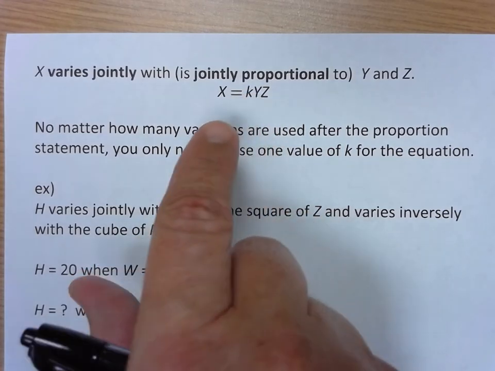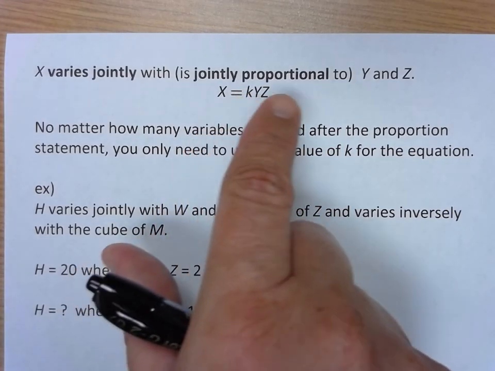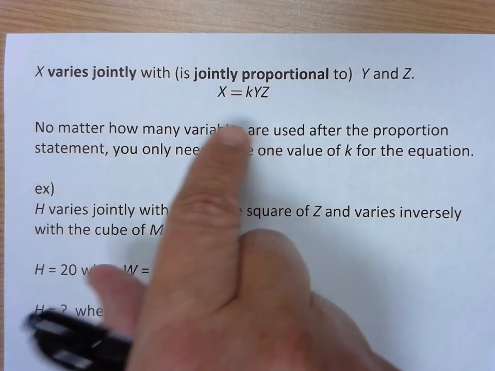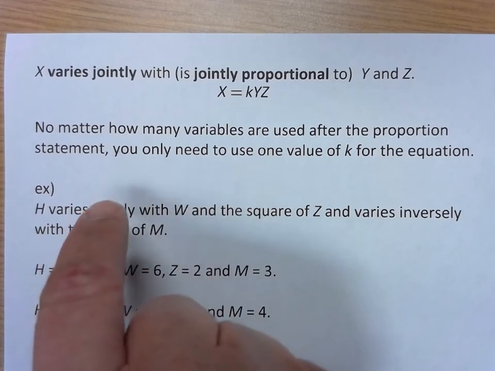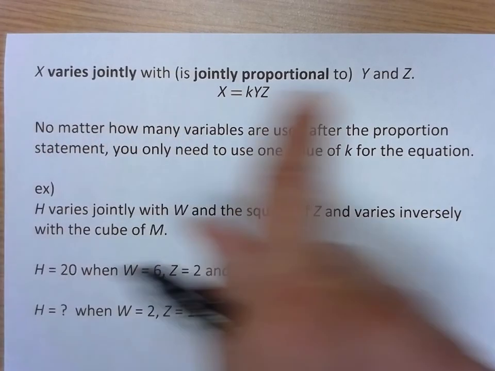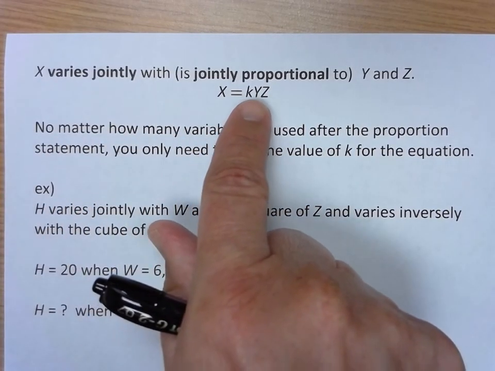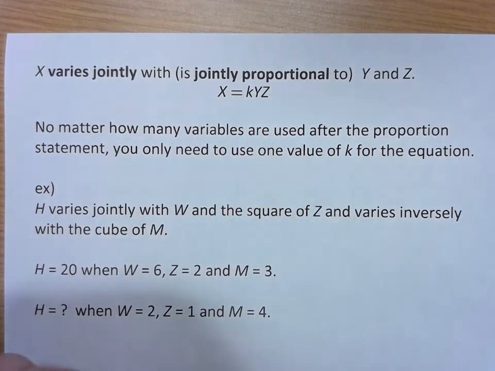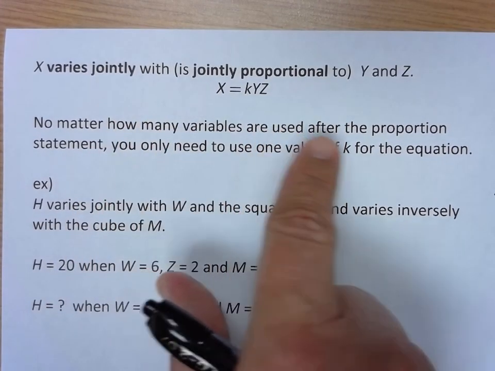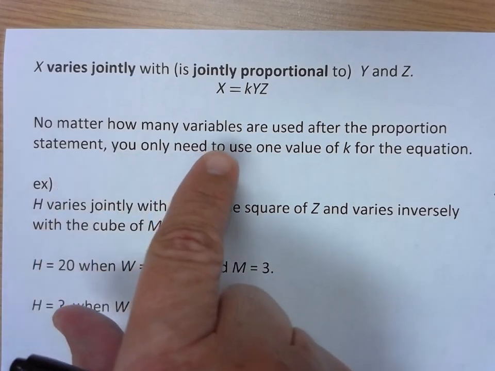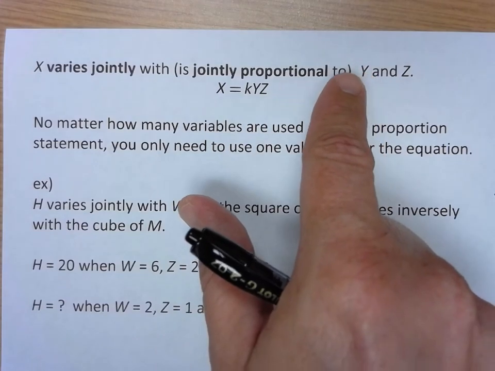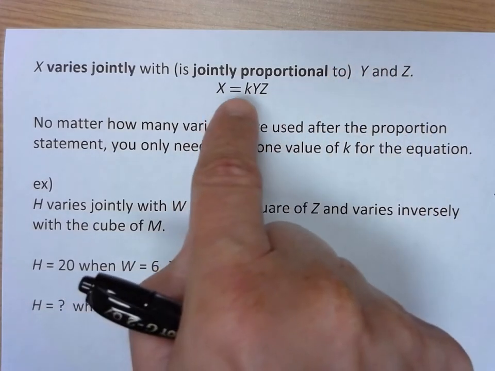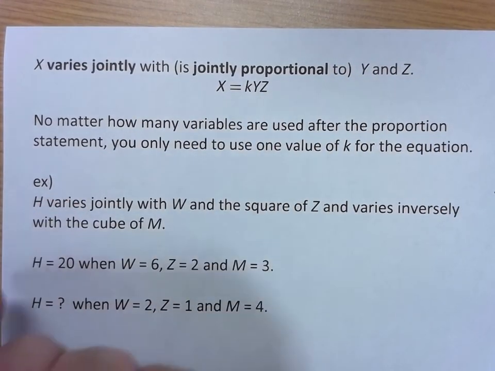But any of these proportion statements are only going to make products or quotients with your k. You would have to deliberately see the word sum or difference mentioned there in order to use addition or subtraction. Any other implication is that the variables are going to be multiplied or divided into your k. Okay? So no matter how many variables are used after the proportion statement, you only need one value of k for the entire equation. So you don't need a separate k to go with the y and a separate k to go with the z. One k is all you ever need to make any particular type of proportion equation.